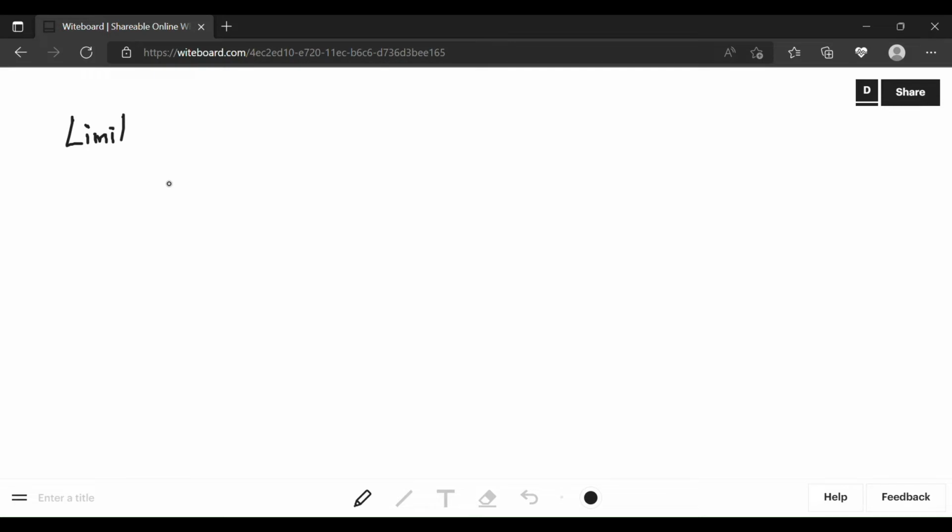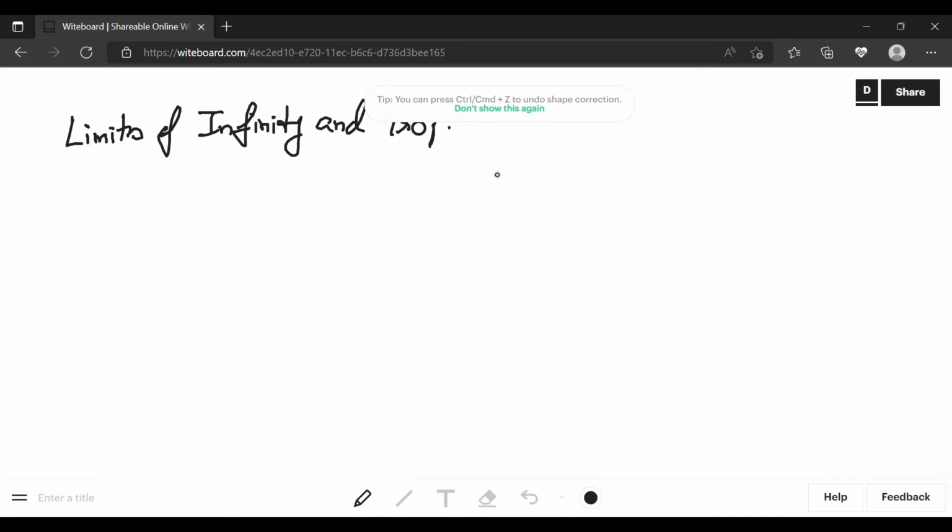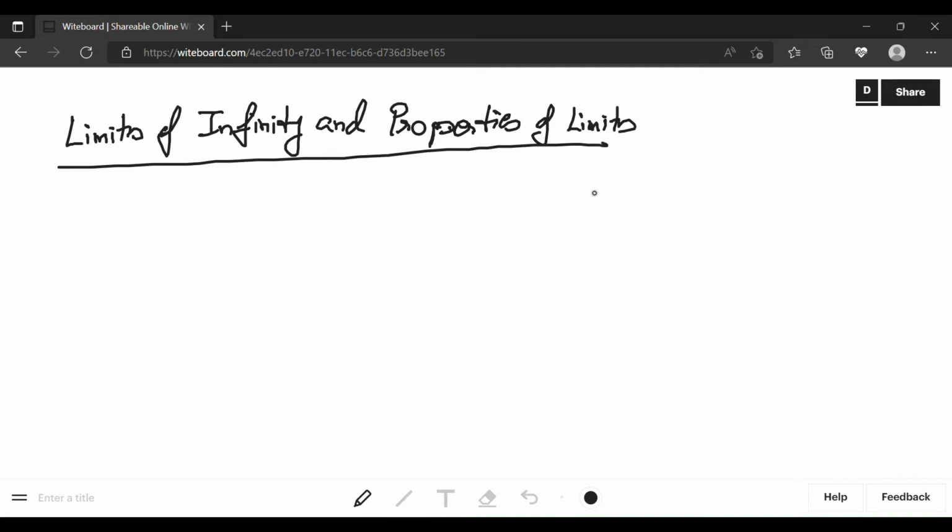Limits of infinity and properties of limit. So today we are discussing properties of limit and how we use these limits in getting vertical and horizontal asymptote. Limits of infinities and properties of limits.